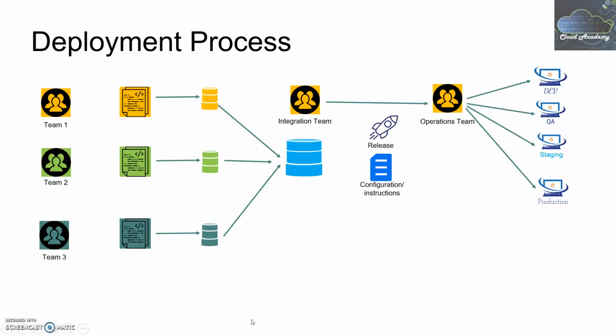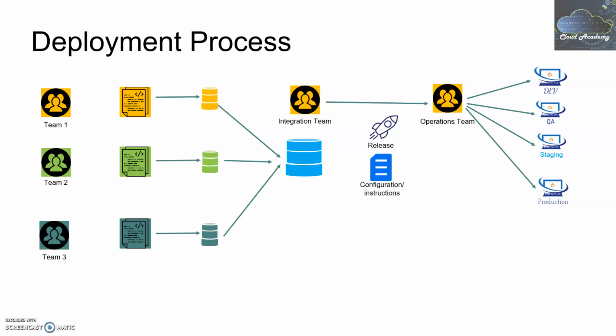So let us understand what the deployment process is. Assume that you are working in the Agile model and 10-20 different teams are working on various modules and various code bases. They are integrating their code. After integration, you will need to deliver your application to various teams like QA, staging, or production. Staging is nothing but your pre-prod.